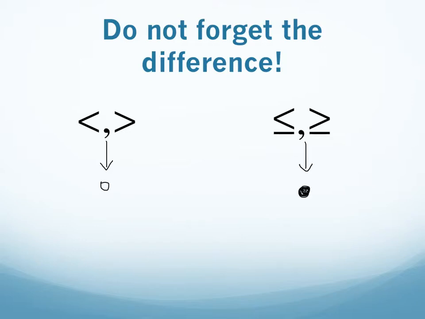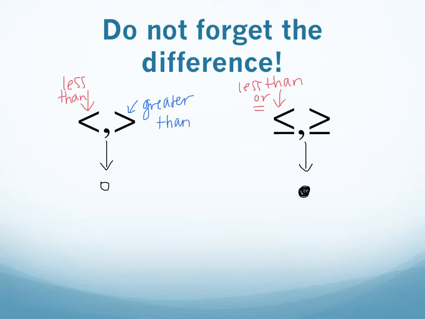Again, this sign is less than. This one is less than or equal to. This one is greater than. And this is greater than or equal to. But you need to be very careful to look at whether or not there's an equal sign. If there's an equal sign, you want to make sure you close the circle.